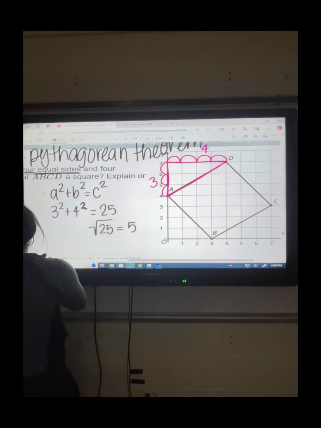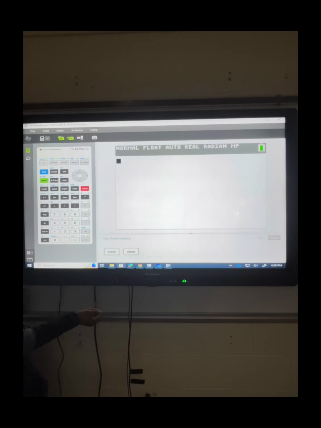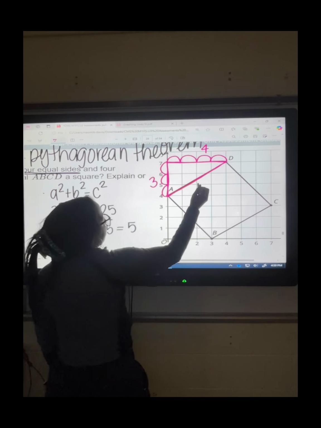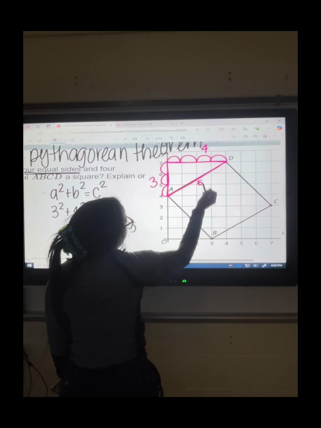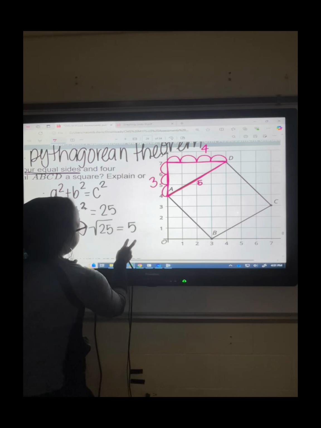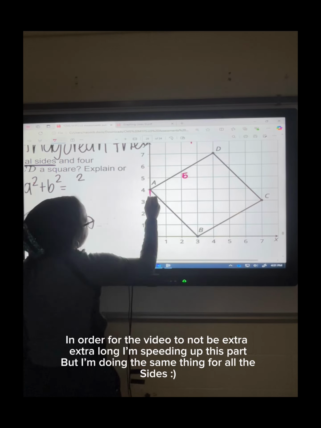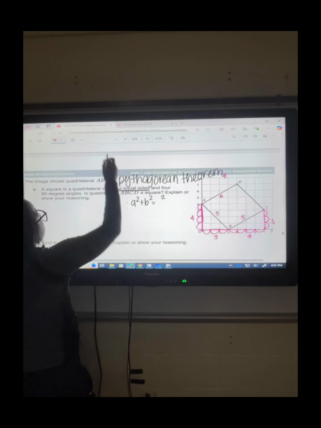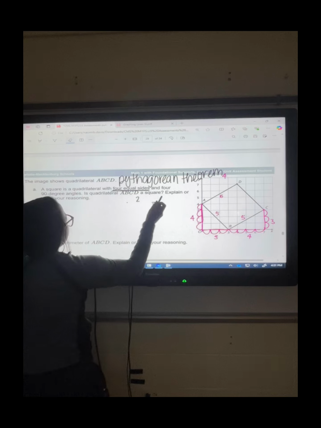Okay? Let's go over how to do that. To get square root, you have to hit second, and where you do x squared, hit that and you'll get this. And the square root of 25 is 5. Alright? The length of this side right here, AB, is 5. Alright, let's find the length of the other one. Four equal sides? Yes, it does.